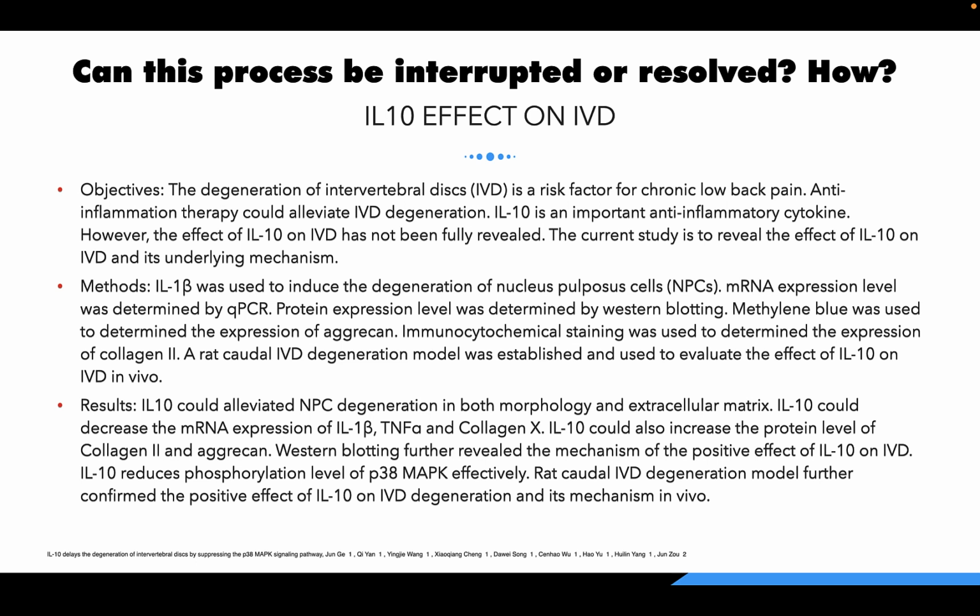Can this process be interrupted or resolved? How? Well, if you've finished Module 2 and paid attention, we know, of course, it can be resolved as long as we have the ability to shift the balance from pro-inflammation to pro-resolution, which means we need the ability to polarize our non-neuronal immune cells towards a pro-resolution phenotype, and likely we need pro-resolution lipid mediators that come, of course, only through diet or supplementation. So looking at the effect of IL-10, the degeneration of the intervertebral disc is a risk factor for chronic low back pain.